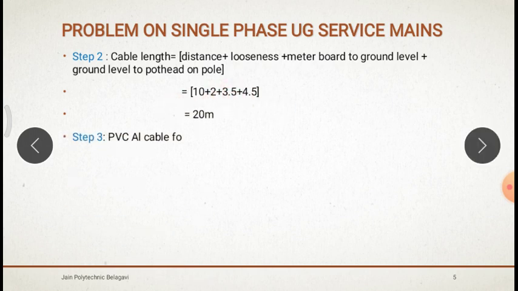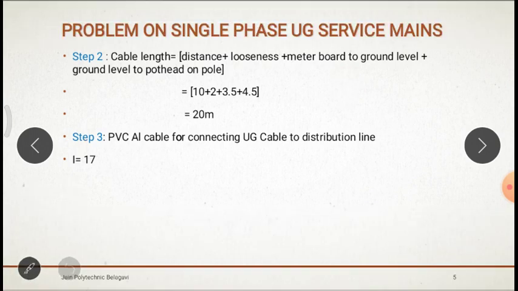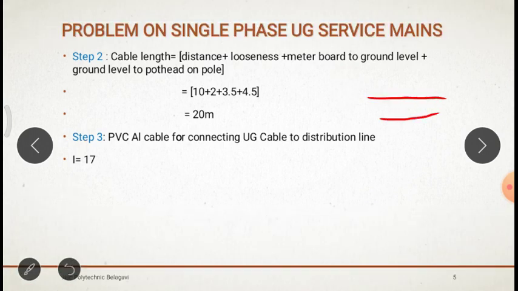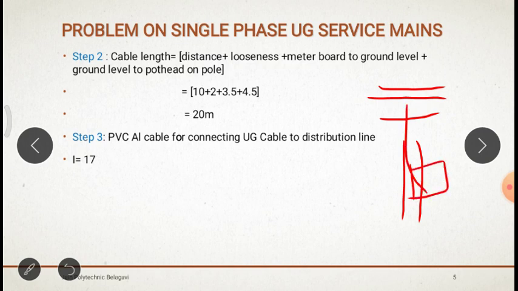So 20 meter. Next is the PVC aluminum sheath cable. How much PVC aluminum sheath cable do we require? That is nothing but connecting the UG cable to the distribution line. At the top level, the distribution line we have to connect to the pot head. For that, the PVC sheath aluminum cable. Underground cable is different. From the distribution line, to the distribution line on the pole side, one pot head box will be there.